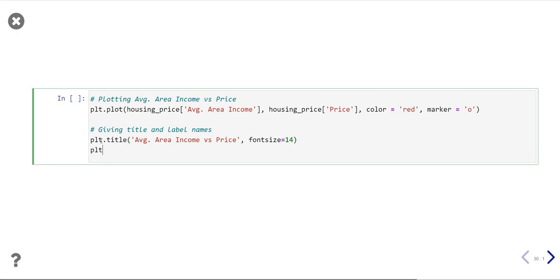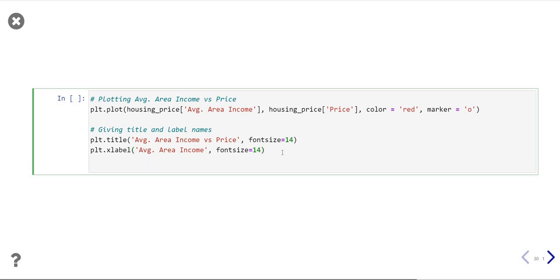Then we also want to give the x-axis label and also the y-axis label, right? So we use x label. What is x label? Basically, x label is the average area income. So we can just copy paste this. You can also set the font size. Let's say you want to set the font size to 14. So these are the options. Then we can use the plot y label.